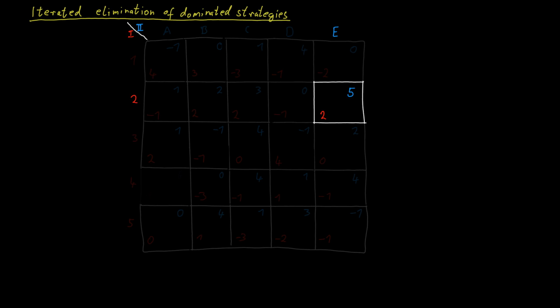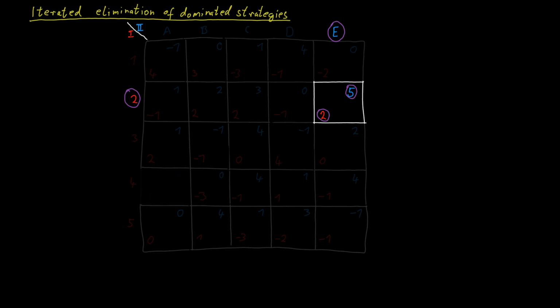And so now we can make a good prediction of what will happen in this game. We assume, if our logic is sound, that player 1 would play strategy 2, and player 2 will play strategy E, and the payoff to player 1 will be 2, and the payoff to player 2 will be 5. So this is our prediction for the outcome of this particular game.